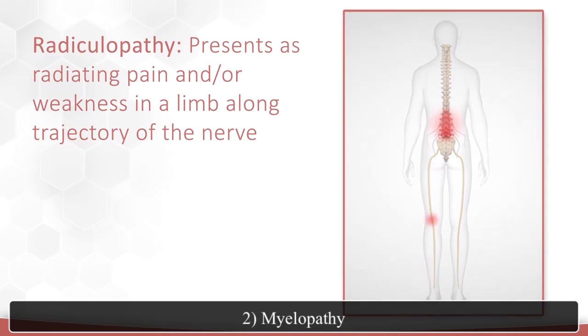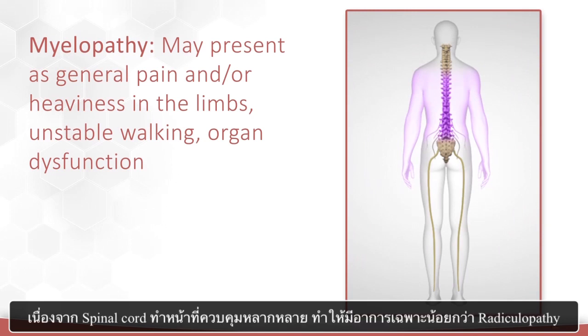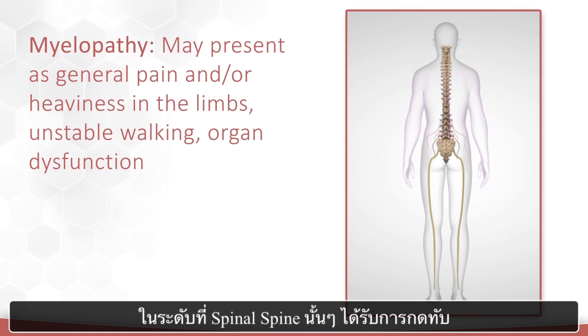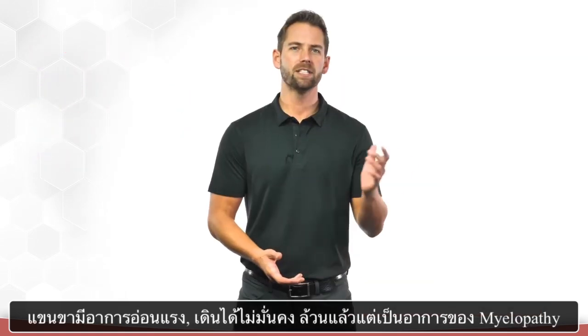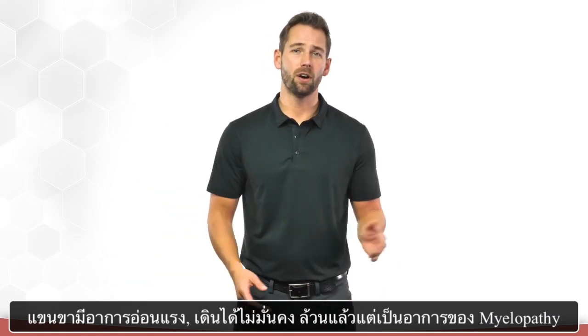Myelopathy, a compression of the spinal cord, presents differently. Because the spinal cord controls so much, the symptoms of myelopathy are less specific than radiculopathy. It may include general pain in both arms and/or legs, depending on the level of the spine where the stenosis occurs. Heaviness in the limbs, unstable walking, or even organ dysfunction are also symptoms of myelopathy.